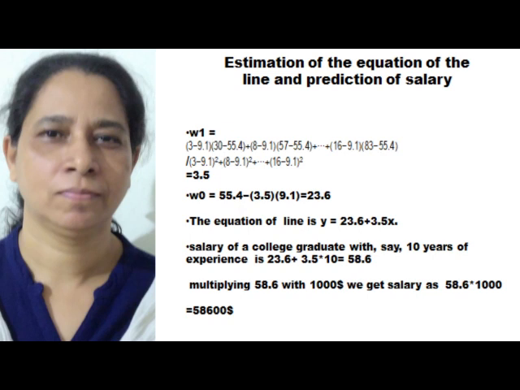Using this equation, we can predict the salary of a college graduate with 10 years experience as 23.6 plus 3.5 into 10, which is 58.6. Now to get the salary, we have to multiply by $1,000, so it is $58,600. This is an example of the application of linear regression.